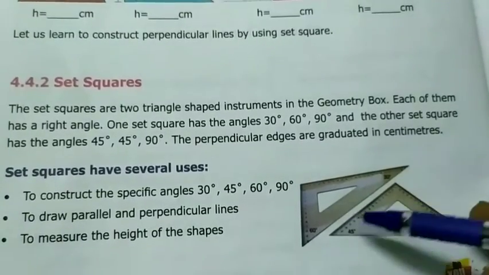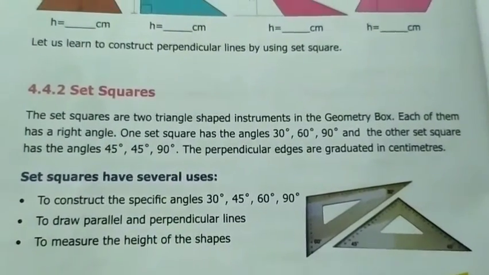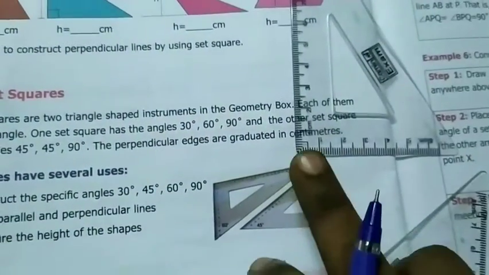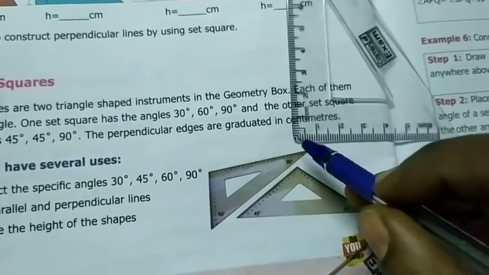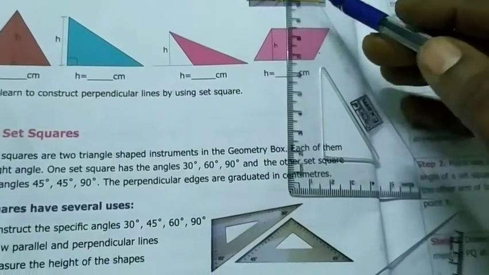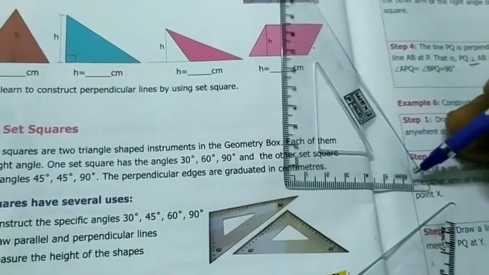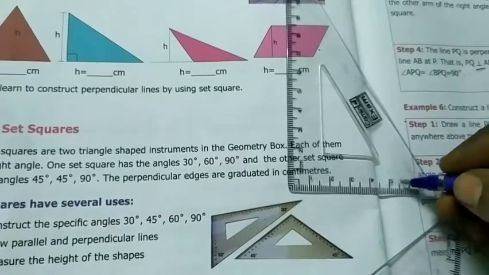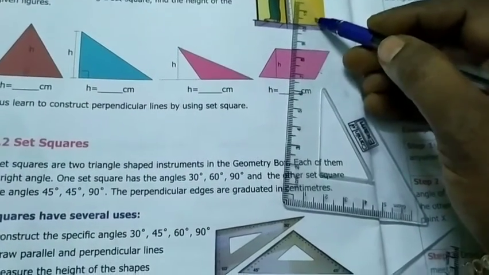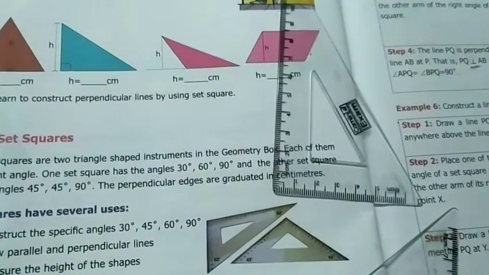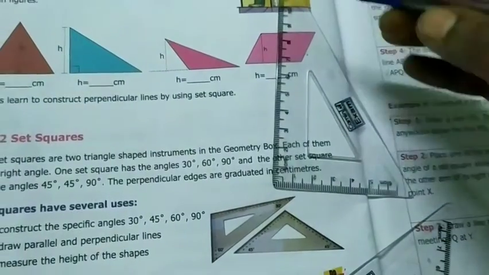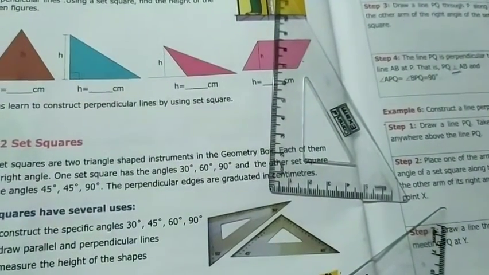In this set square, one corner has 90 degrees. Of the remaining two corners, one has 60 degrees and this angle is 30 degrees. If you add the three angles you will get 180 degrees. So one corner has 90 degrees, then 30 degrees, and here 60 degrees, totally 180 degrees.